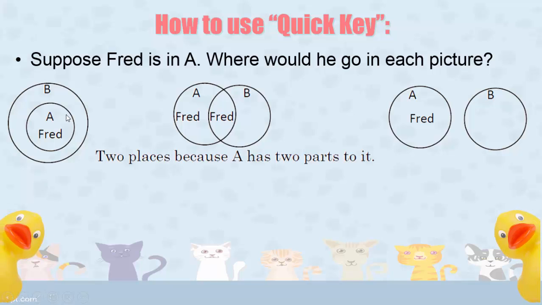Fred is in A, so he's inside, and he's a subset of a bigger set. If Fred is in A, he can be either in the intersection of A or outside of it. For example, the pets, the pet cats, and the cats that are not pets. Or Fred can be part of a set A that does not intersect with B. For example, this would be purple things, but Fred is a yellow duck.